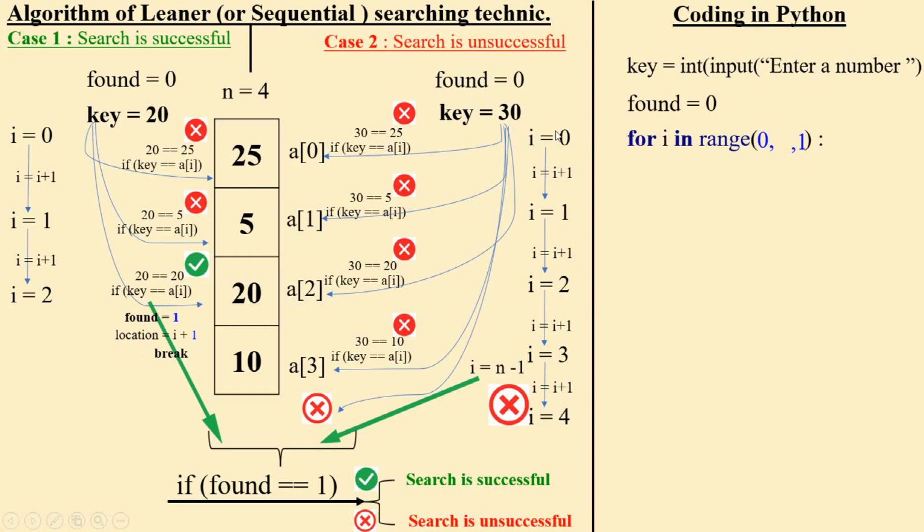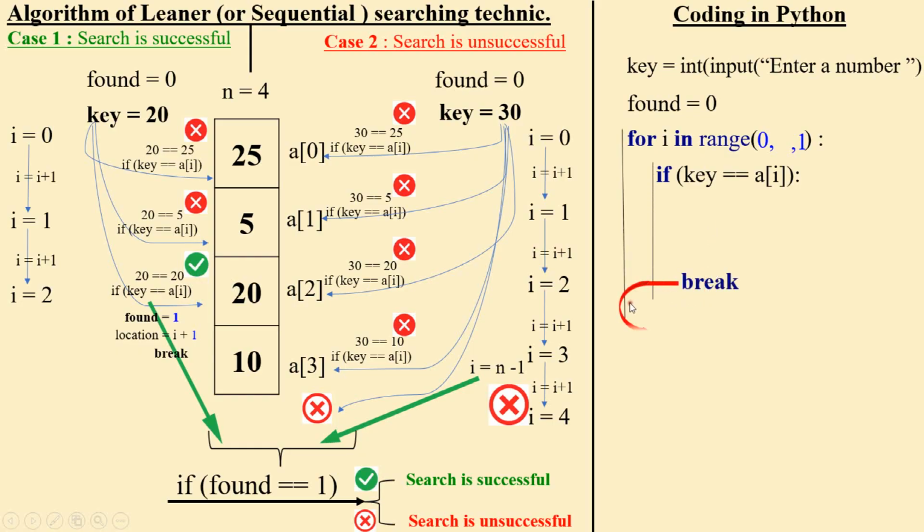According to this for statement, the value of I starts at 0 and keeps increasing by 1. For each value of I, we are going to compare the value at position I of the array with the key value using an if statement. That is, if key equals A of I. If this condition is false, the control automatically moves to the next value of I. If this condition is true, the search is successful. Therefore, the loop should be exited using the break statement.